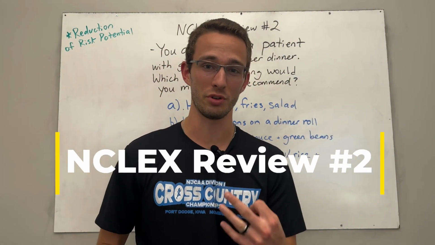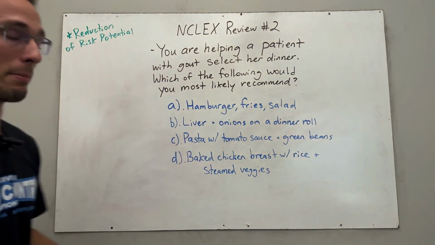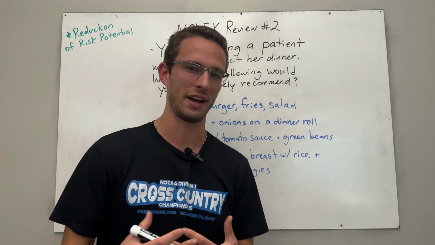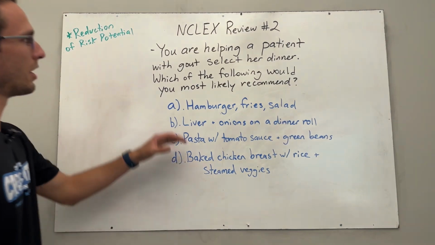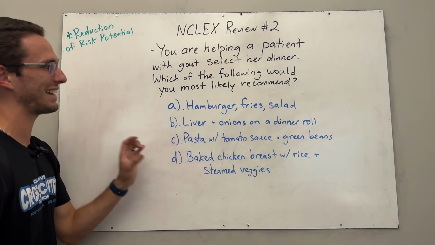This is going to be 3 multiple choice questions, so let's get started. This first one is going to deal with reduction of risk potential, basically saying, hey, we're trying to diminish the risk of our patient having some sort of adverse effect or reaction. So here's our question. You're helping a patient with gout. Select her dinner. Which of the following would you most likely recommend?